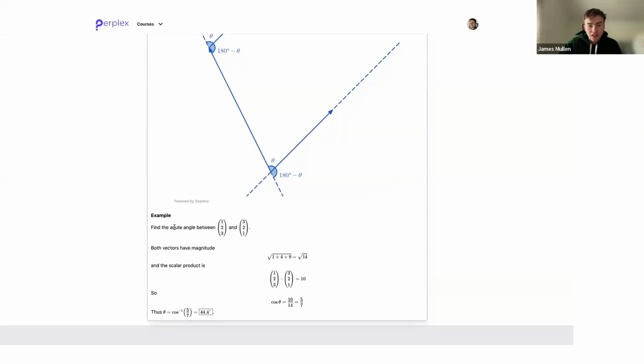Now, note that the question said acute angle, which is why the calculator gave me back an angle that was less than 90 degrees. If it gives you an angle that's bigger than 90 degrees, and you want the acute angle, you have to do 180 degrees minus that angle.